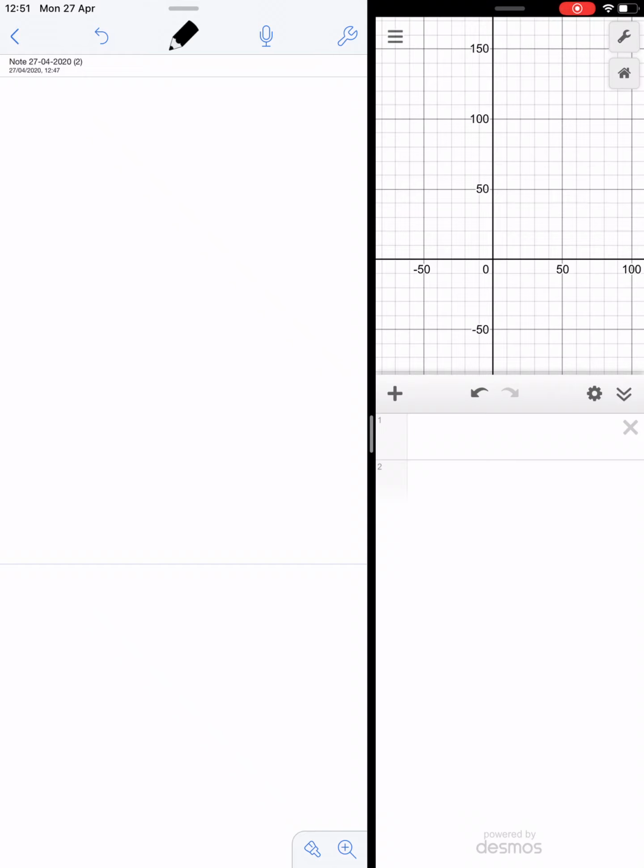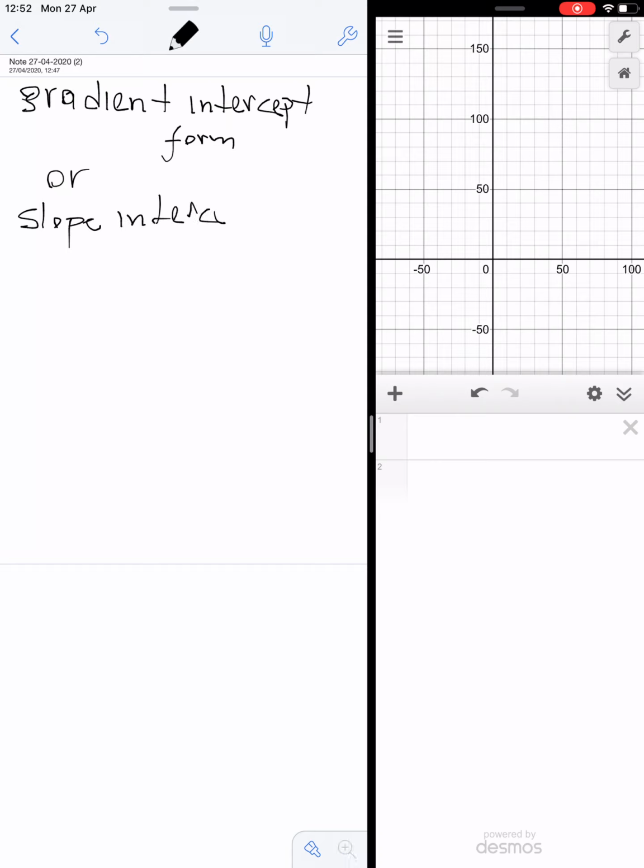Good morning, guys. The idea today is to explore how to write a linear equation in gradient intercept form, or slope intercept form. Okay. Just to recognize, sometimes we will have linear equations written in different ways.